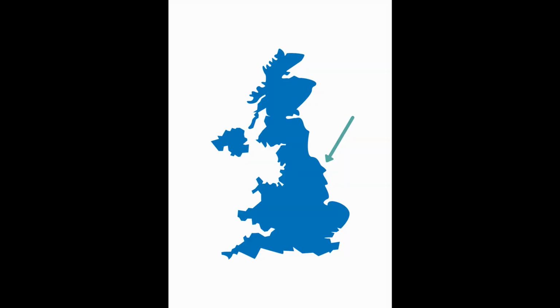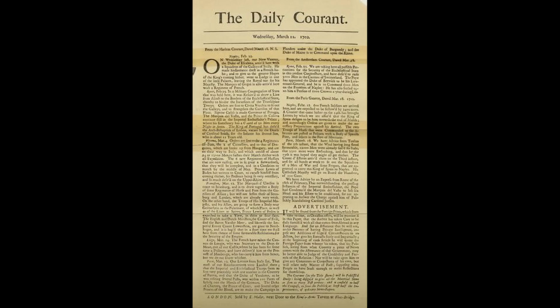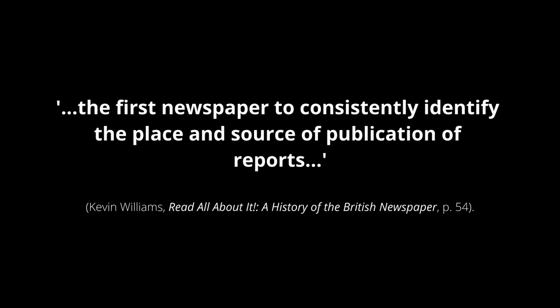To take England, for example, the first newspaper appeared in 1702 with the Daily Courant. The publication of the Daily Courant marks an important moment in the history of news publications. It was the first newspaper to consistently identify the place and source of publication of reports. The reason for this, the editor said, was so that the general public may be better able to judge of the credibility and fairness of what was being documented.